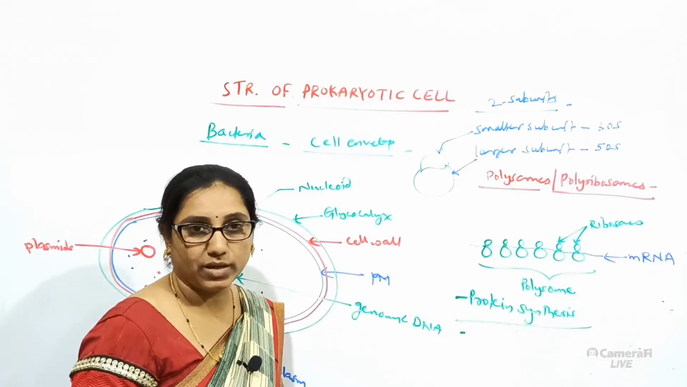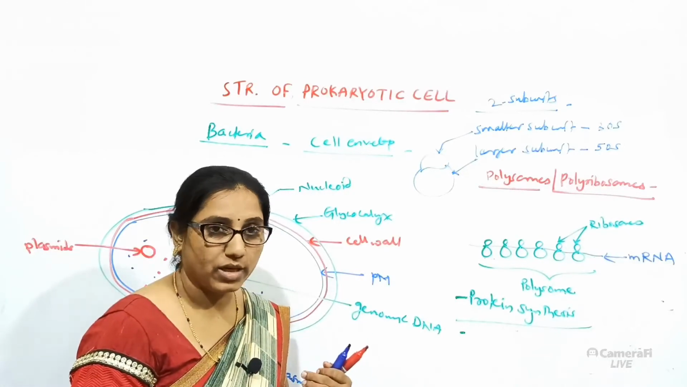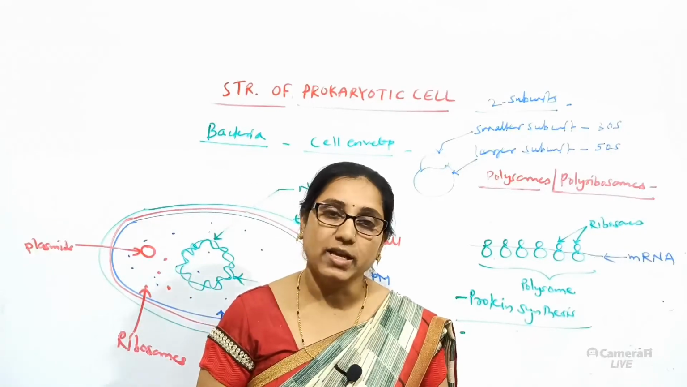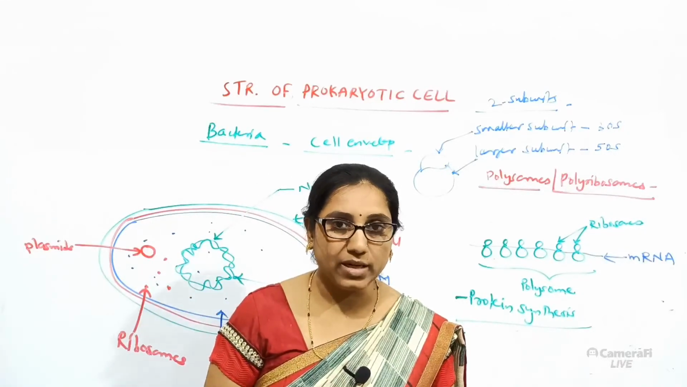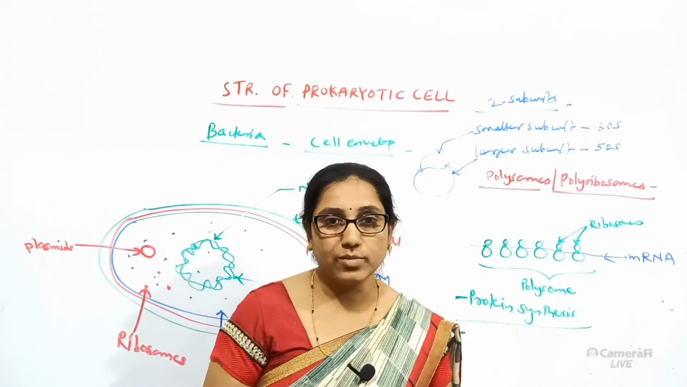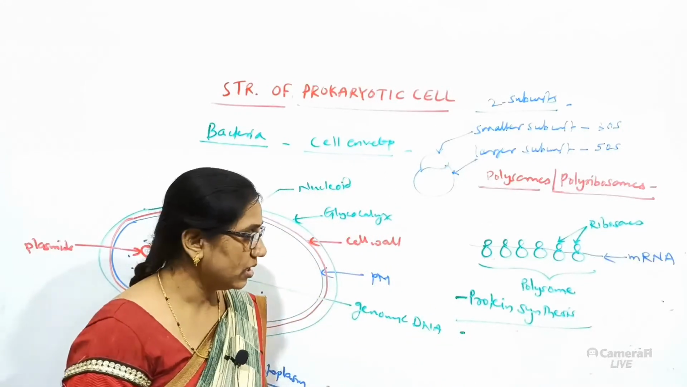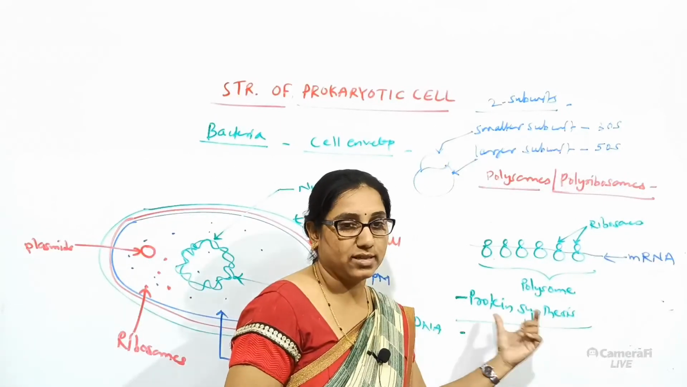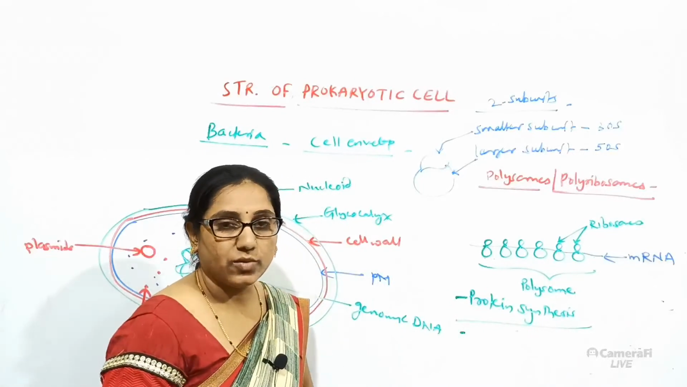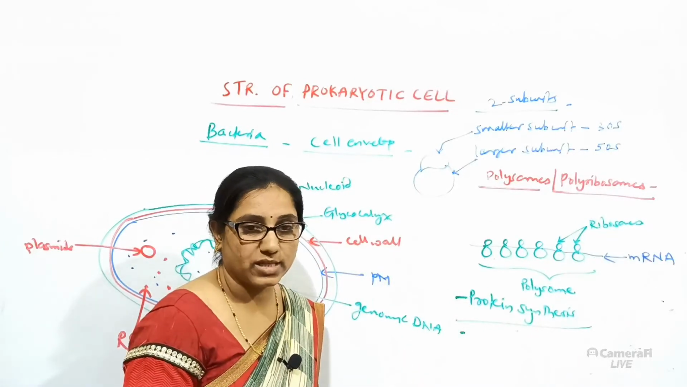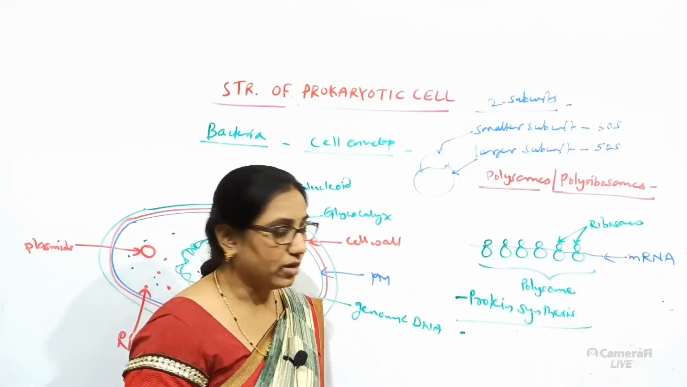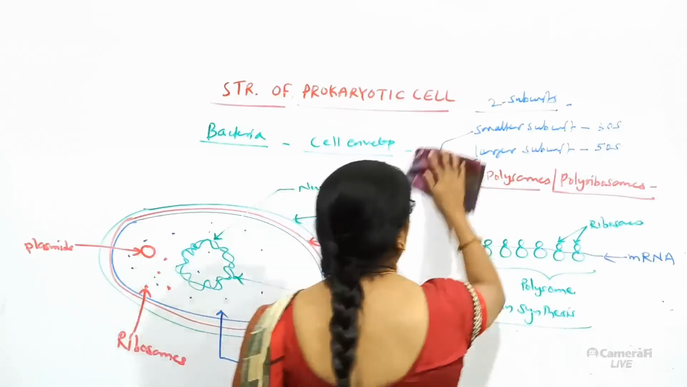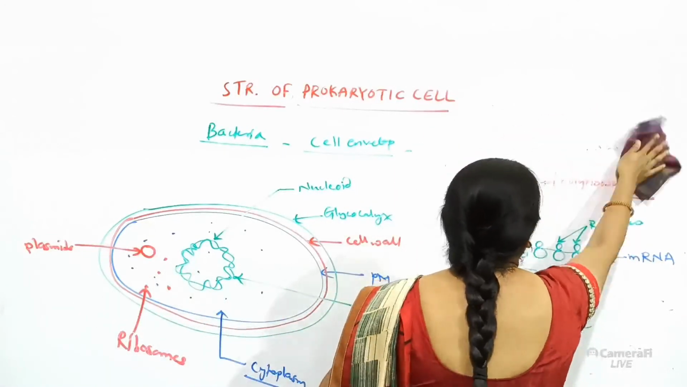Simply remember: 70S type of ribosome in the prokaryotic cell, two subunits, 30S and 50S, may be found attached to the plasma membrane, may be found freely in the cytoplasm, or in the form of polysomes. One major function performed by them is protein synthesis. Now we are going to study the third component present inside the cytoplasm of the bacterial cell, and that is inclusion bodies.